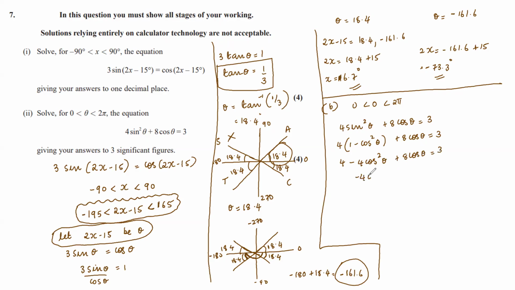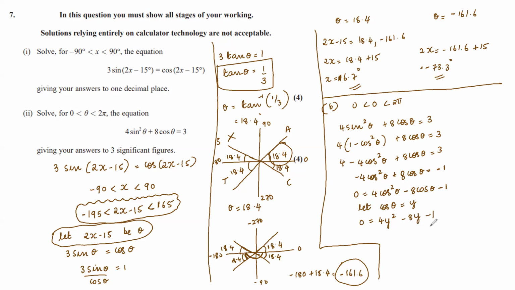So minus 4 cos square theta plus 8 cos theta is equal to 3 minus 4, which is minus 1. Bring everything to the right hand side. So 0 is equal to 4 cos square theta minus 8 cos theta minus 1. Now here also let cos theta be equal to y. We will get 4y square minus 8y minus 1 is equal to 0.